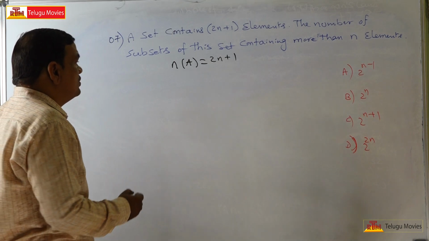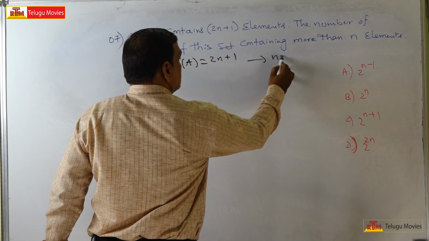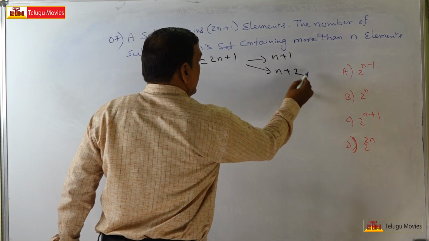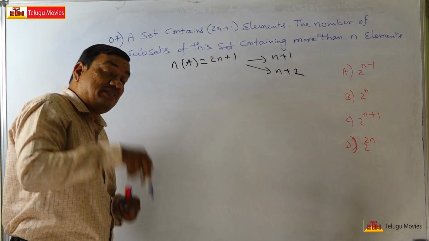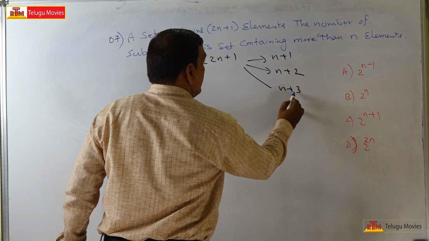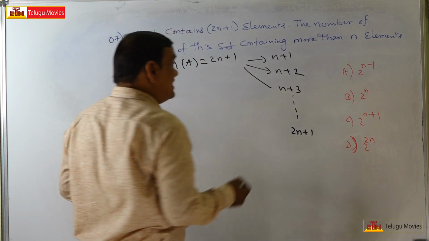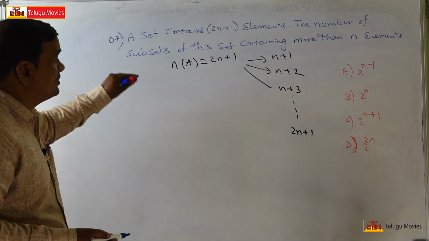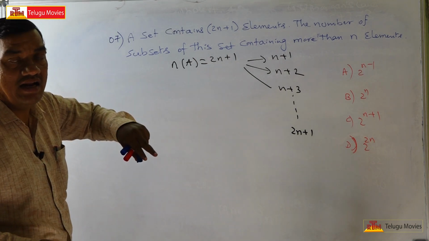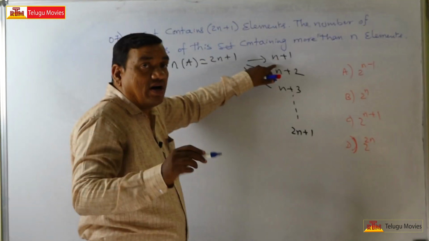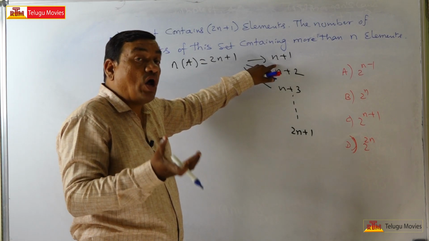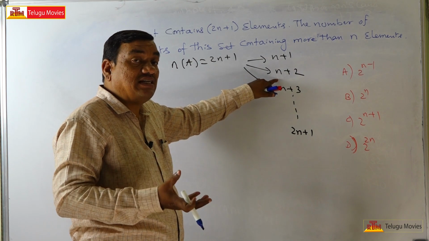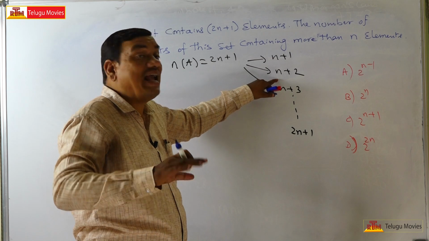More than n elements means what? You want the subsets containing n plus 1 elements, the subsets containing n plus 2 elements, the subsets containing n plus 3 elements, and so on, up to the subsets containing 2n plus 1 elements. Understand? The number of subsets of this set containing more than n elements means n plus 1 and beyond. So you want to find the number of subsets containing n plus 1 elements, and the number of subsets containing n plus 2 elements.